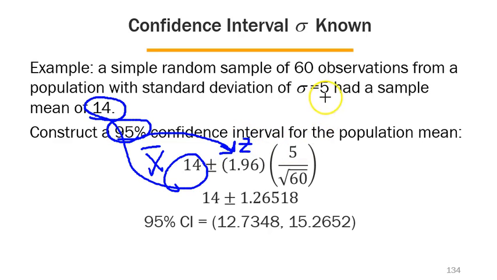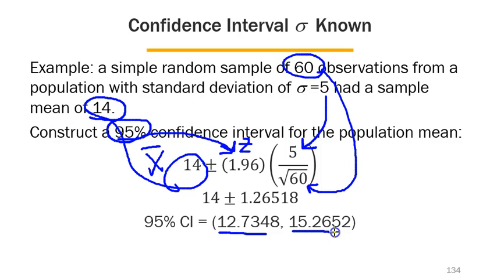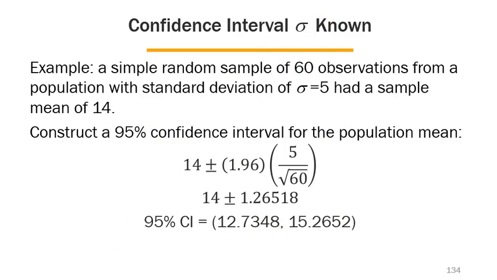And then again, the other pieces just come straight in from the problem. Sigma is 5, and n is 60. Goes in there. You can pause the video, take a minute to crank through this, verify that you're getting the same values, same numbers, but then you get a 95% confidence interval of 12.73 to 15.26. And that would be your 95% confidence interval in this example.